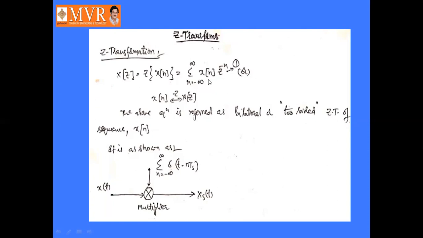Suppose we take the unilateral one, then we can define this as n equal to 0 to infinity x of n into z power minus n. That is called the unilateral Z transform.